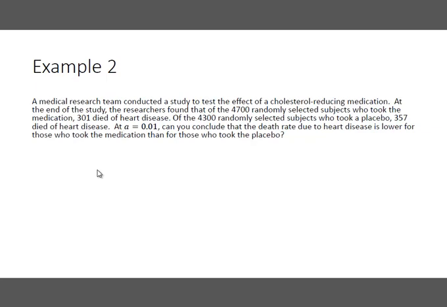So can we conclude that the death rate due to heart disease is lower for those taking the medication than it is for those taking the placebo? So the percentage of the people dying from heart disease in the first group is lower than the percentage of people dying in the second group. P1 less than P2. That's going to put us in the alternative. And then the opposite of that would be greater than or equal to. So let's do a left tail test.